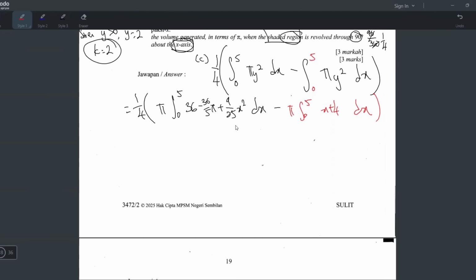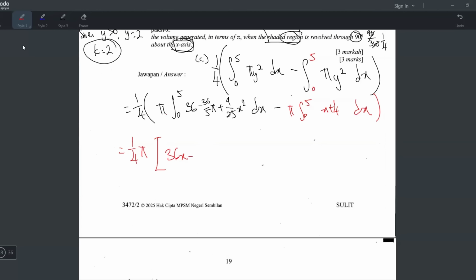Okay, I realize these two things, they both have pi. So I can factorize out the pi, and then the pi will join with the 1 over 4, like that, 1 over 4 pi. So this pi and pi, I just factor out like that. Okay? And then now we can start to integrate whatever's inside here. Okay, integrate 36 is 36x. Negative 36 over 5 pi when you integrate.